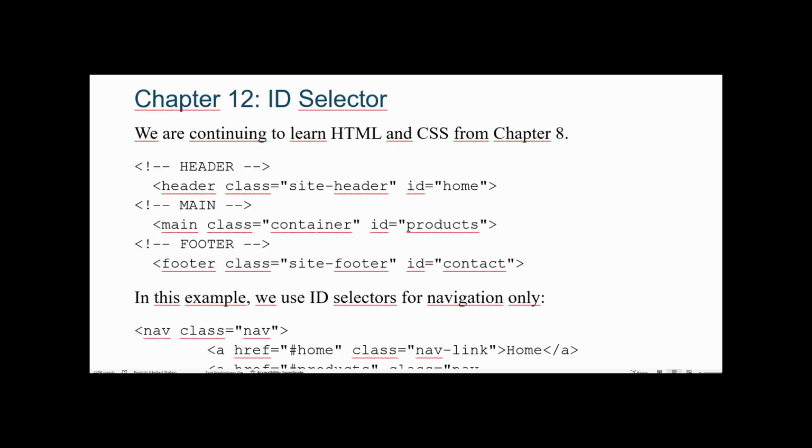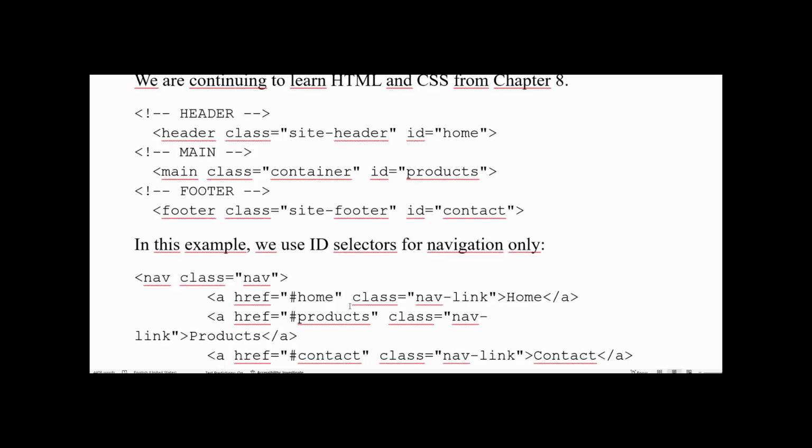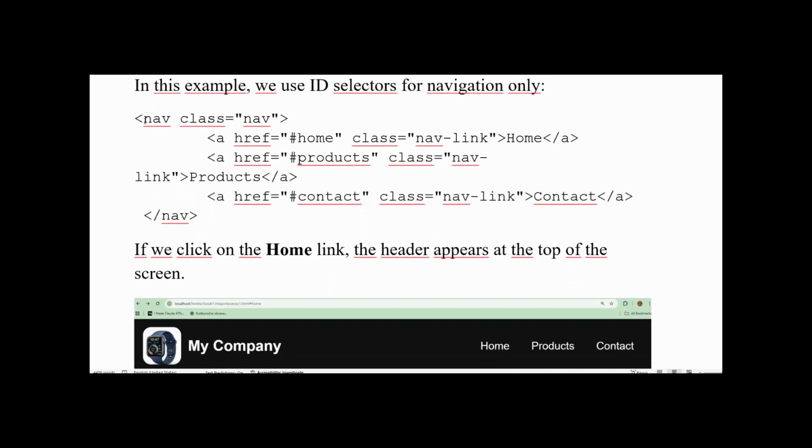We are continuing to learn HTML and CSS from chapter 8. This is a part of HTML: header, main, footer. We see ID home, ID products, ID contact. In this example, we use ID selectors for navigation only. Here is the navigation, which we call div nav, class equal nav.